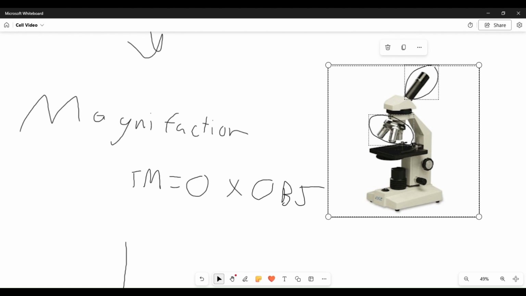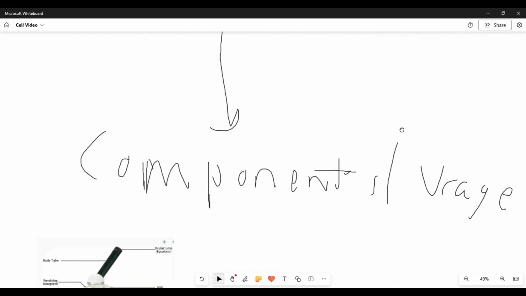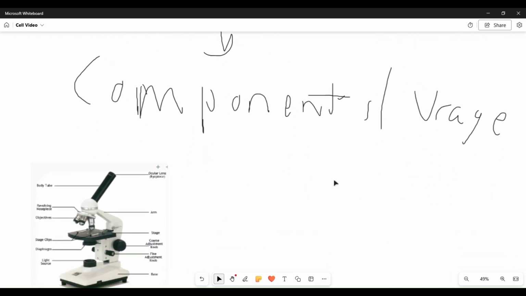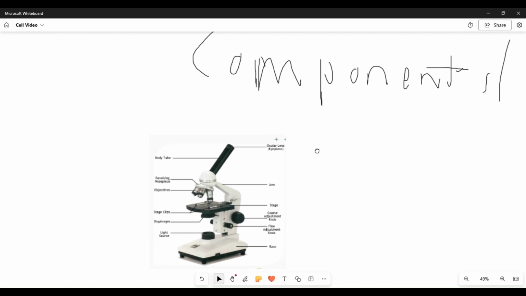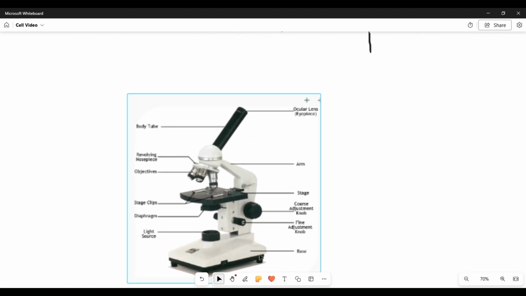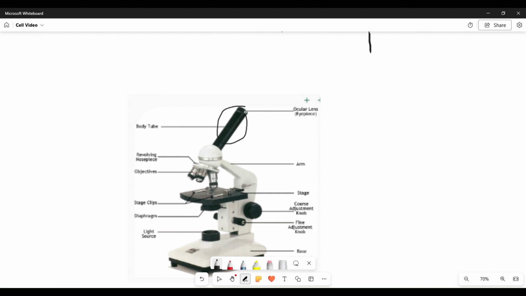Now looking at how to use a light microscope, as well as components. Starting with the components, first you have the eyepiece, the ocular lens. This is what you look through to see the specimen. Next is the body tube. This is what houses the lenses for the ocular, the eyepiece.